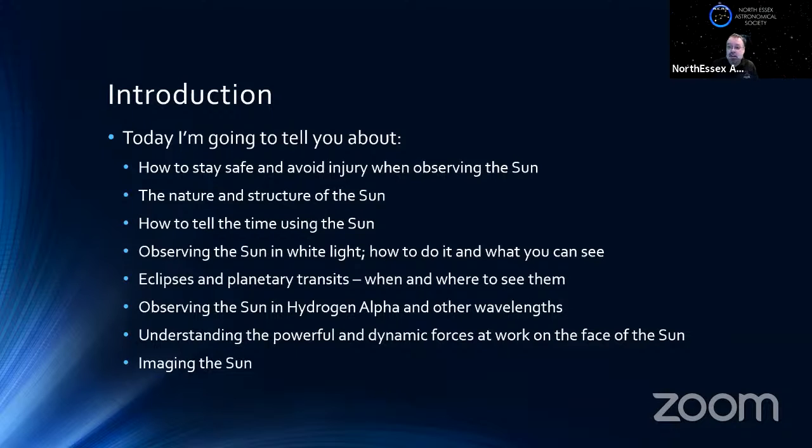We'll have a look at observing the sun in white light, how to do it safely and what you can see. We'll have a quick look at eclipses and planetary transits, something that many of you are familiar with, and we'll talk about when and how to see them. Then we'll move on to looking at observing the sun in other wavelengths, particularly hydrogen alpha. That helps us to understand some of the powerful dynamic forces that work on the face of the sun. Finally, we'll have a little bit of a chat about imaging the sun, not in great detail, but if anybody's interested, we can talk about that more at one of our weekly imaging meetings. By the end of the talk, I hope you'll have a slightly better understanding of our nearest star, what makes it work, as well as particularly knowing how to observe some of its fascinating features quite safely.